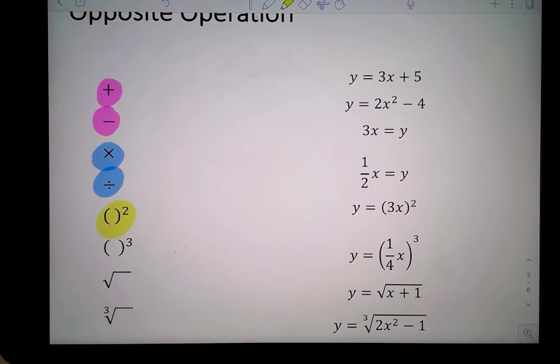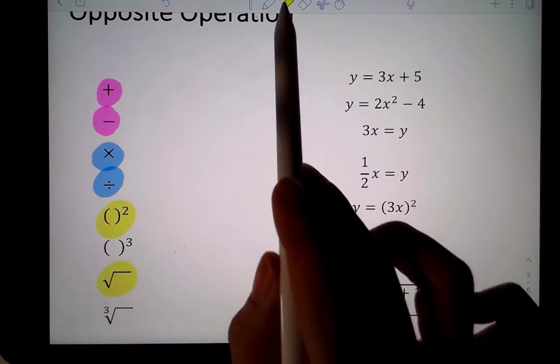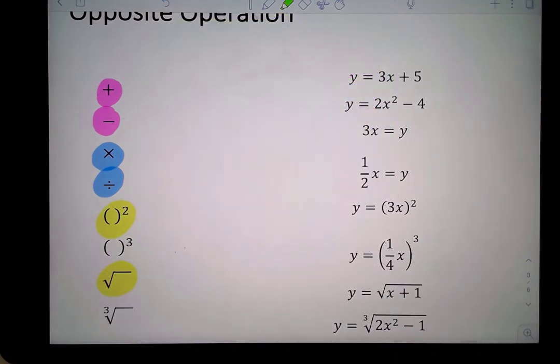And when you have a square, right? Then what's the opposite of square, guys? Square root, right? They are opposite. Square and square root. And when you have cube, then the opposite of cube is cube root, right?